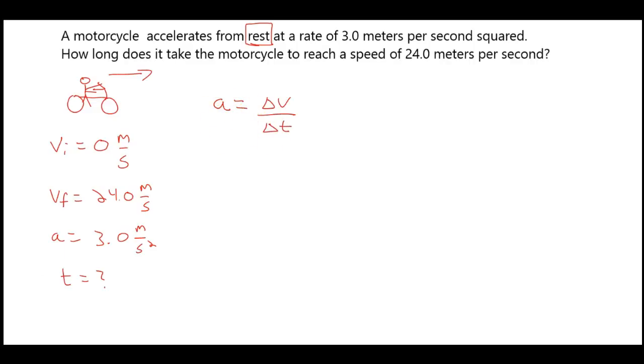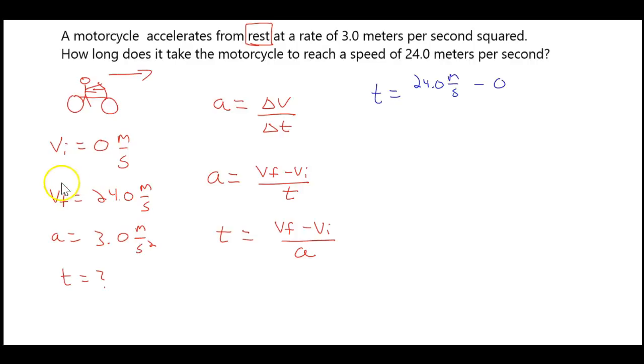Acceleration is just our change in velocity over our change in time. So our change in velocity is our final velocity minus our initial velocity. And again, we're just dividing by the amount of time that it takes to change our velocity. Rearranging so that we can solve for t, and then we will plug into our equation the values that we found earlier. So 24.0 meters per second minus 0 meters per second, divided by 3.0 meters per second squared.